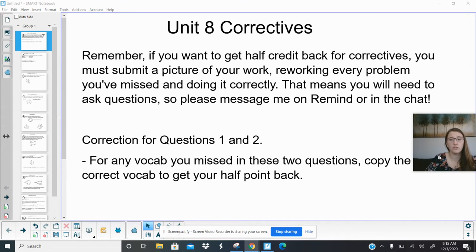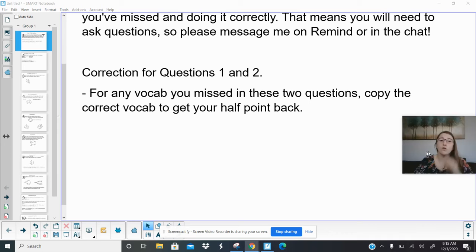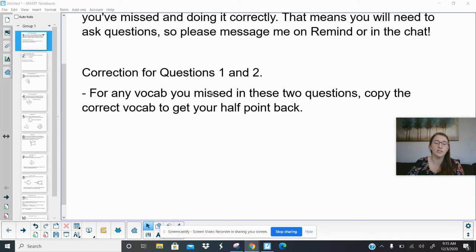The key part here, though, guys, is just ask me questions, and this will go a lot faster. So for questions 1 and 2 to start with, these are just the vocab questions. If you missed any of those, all you need to do is recopy the correct vocab that tells you the answer, and you're going to get your half point back. That's fine. It's just straight vocab.